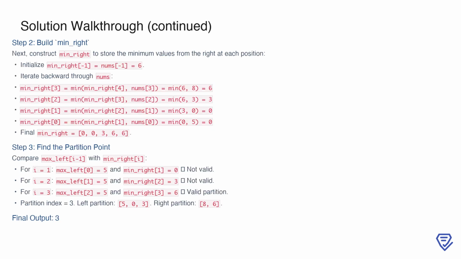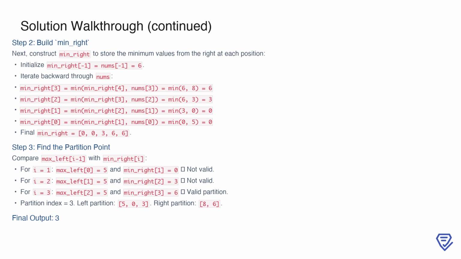Now, we build another auxiliary array called min_right. This array tracks the minimum values from the end of the array back to each position. For the same example nums equals [5, 0, 3, 8, 6], we initialize min_right[-1] to the last element, which is 6. Then, moving backward through the array, we compute the smallest value seen so far at each step. This gives us min_right equals [0, 0, 3, 6, 6].